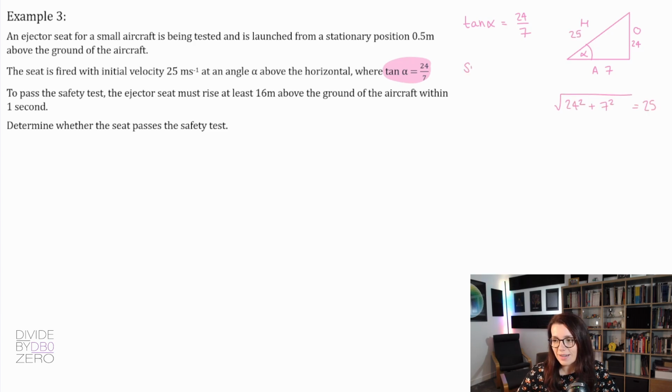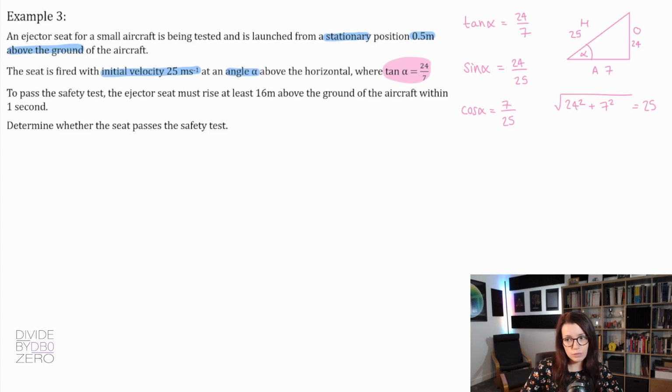Now we can say that sine alpha will be opposite over hypotenuse, so 24 over 25. And cos alpha will be adjacent over hypotenuse, so 7 over 25. I always do that first so that it's ready to use in any calculations later. Now I want to draw a diagram, so I'm just going to read the question again and see that it's being launched from stationary 0.5 meters above the ground, initial velocity 25, angle alpha.